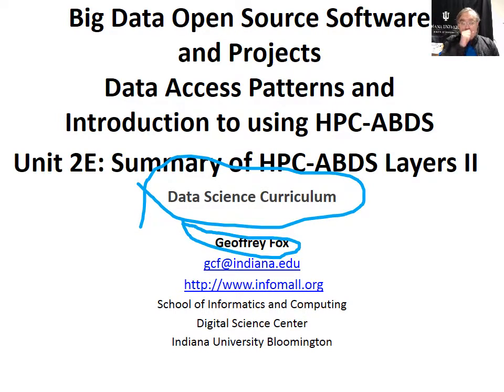So this is the second unit in the summary of the HPC ABDS layers. And let's get going on that. Next slide.